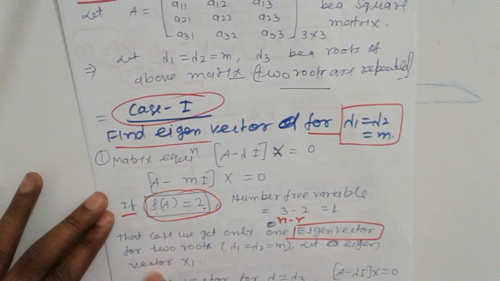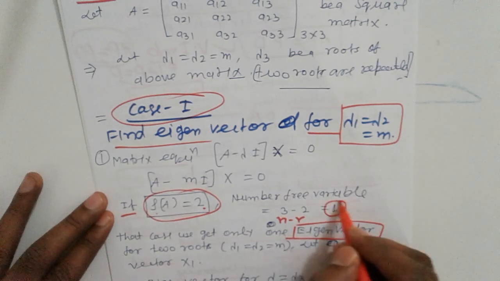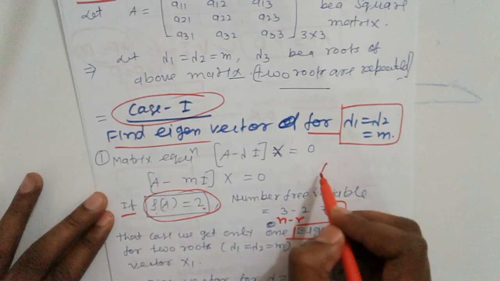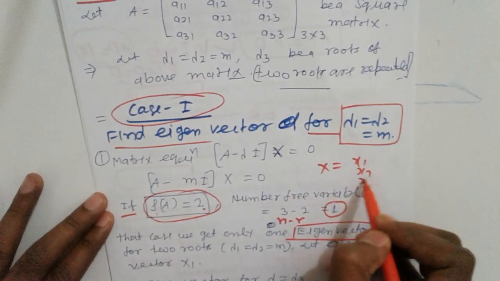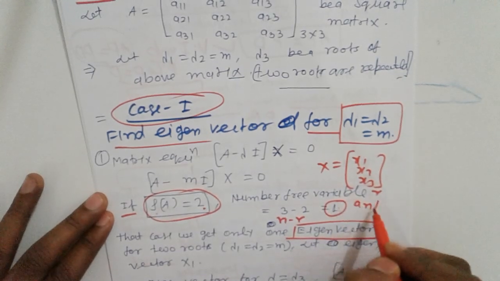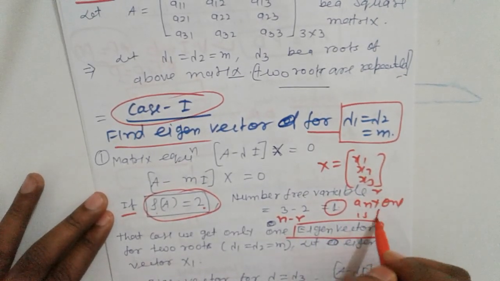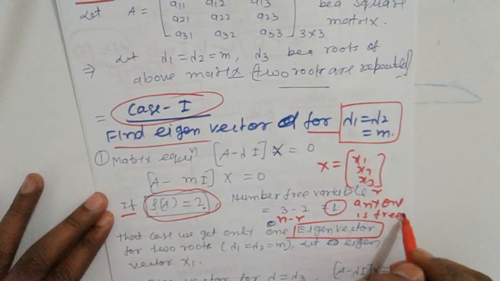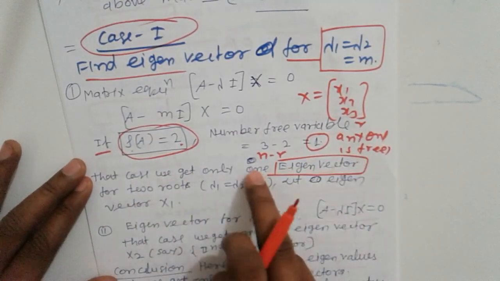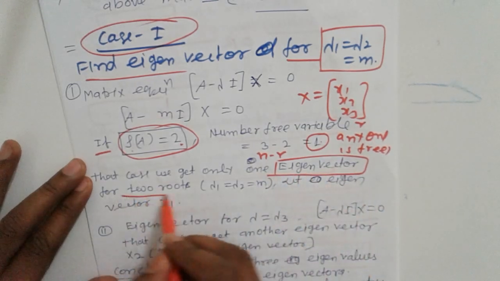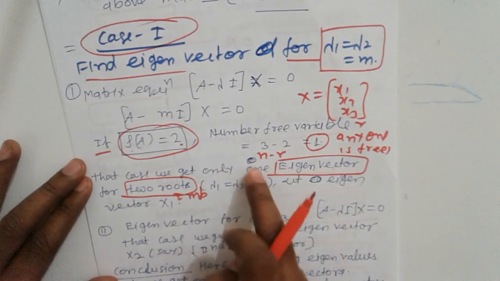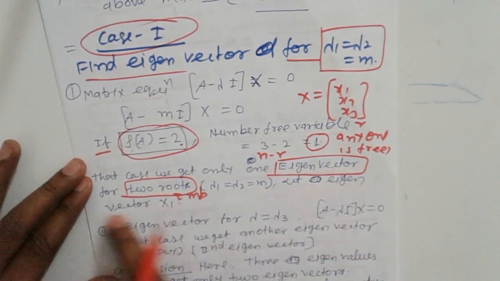Let the eigenvector be x1 here, which represents x1, x2, x3 में से कौन सा free, एक variable free होगा. Suppose x is equal to x1, x2, x3, तो any one is free, that is here any one is free when rank of matrix is 2. So but here only one eigenvector for two roots, that is important here. दो roots के लिए सिर्फ एक ही eigenvector मिलता है. So let eigenvector be x1.